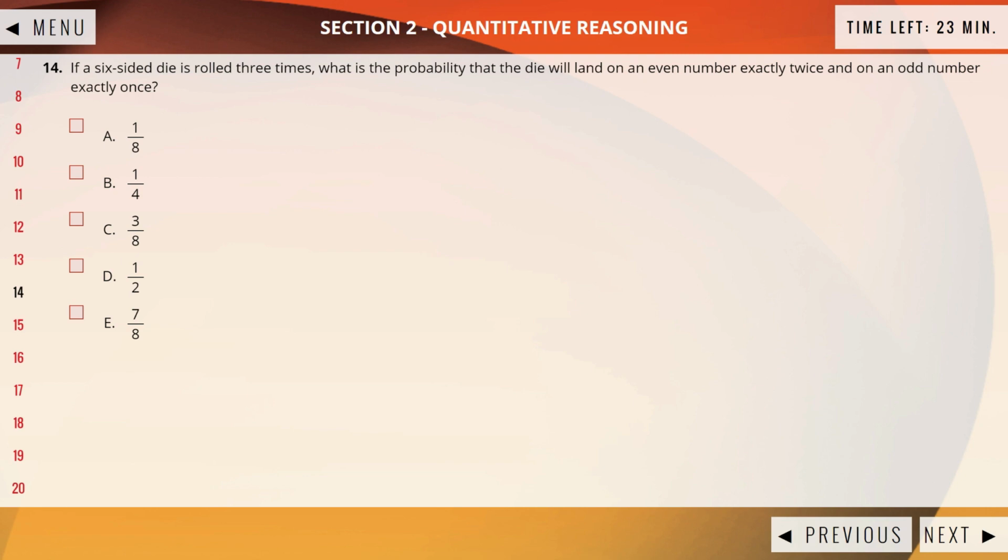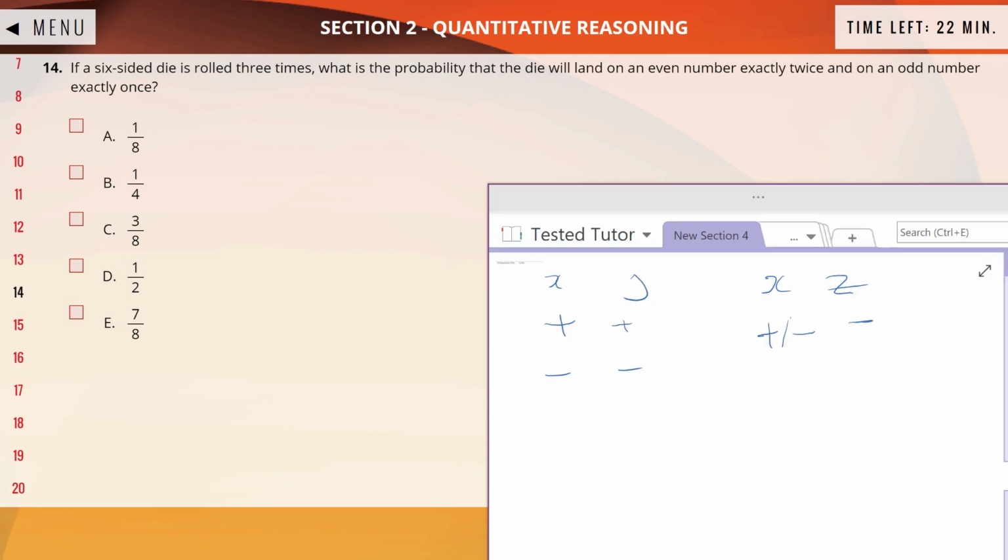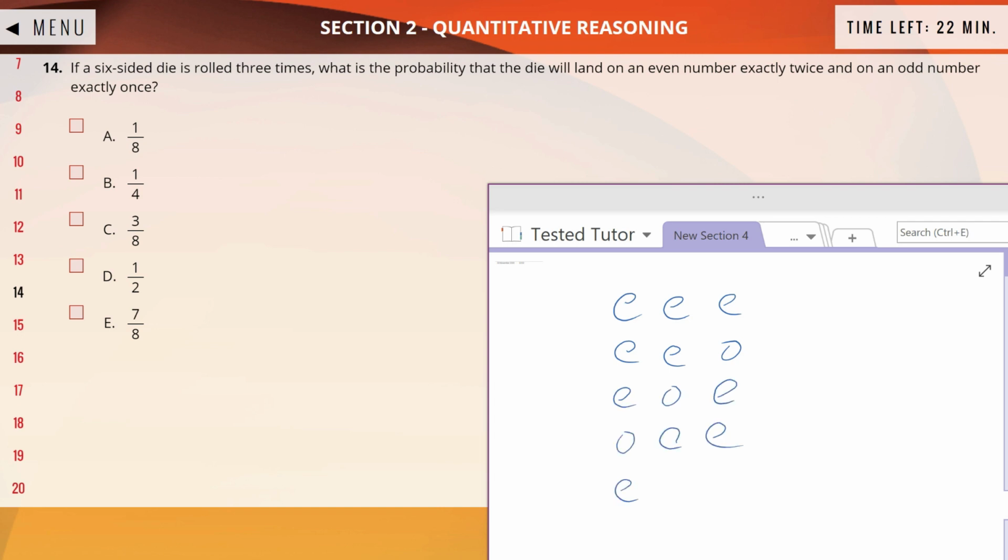If a 6-sided die is rolled 3 times, what is the probability that the die will land on an even number exactly twice and an odd number exactly once? I always suggest to students with probability to write out with letters, and that's what I'm going to do here. Because it's only 3 times, there's only a small number of possibilities, right? It could be even, even, even; even, even, odd; odd, even, even; odd, even, odd; and 2 odds, so that'd be even, odd, odd; odd, even, odd; odd, odd, even; and finally odd, odd, odd.